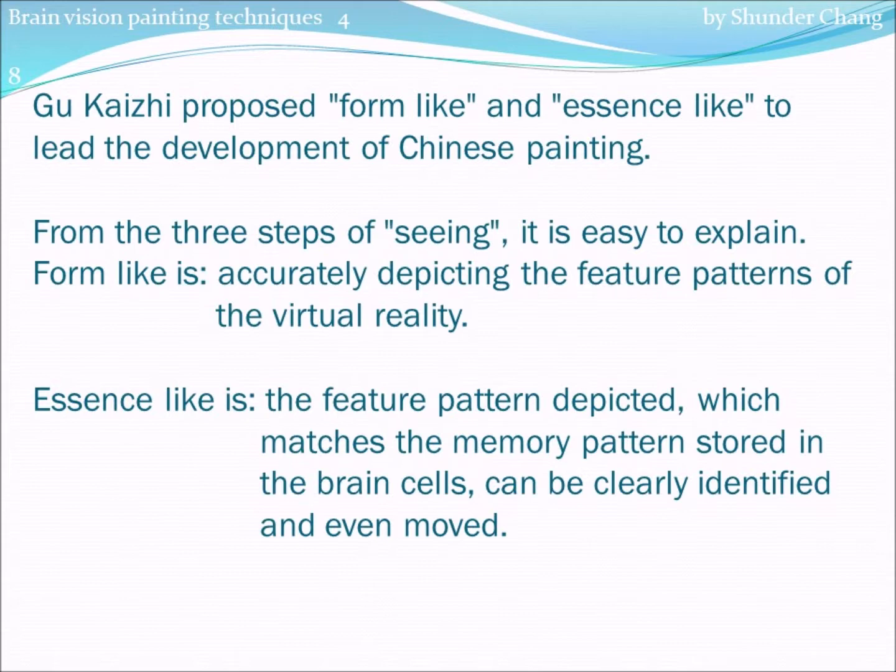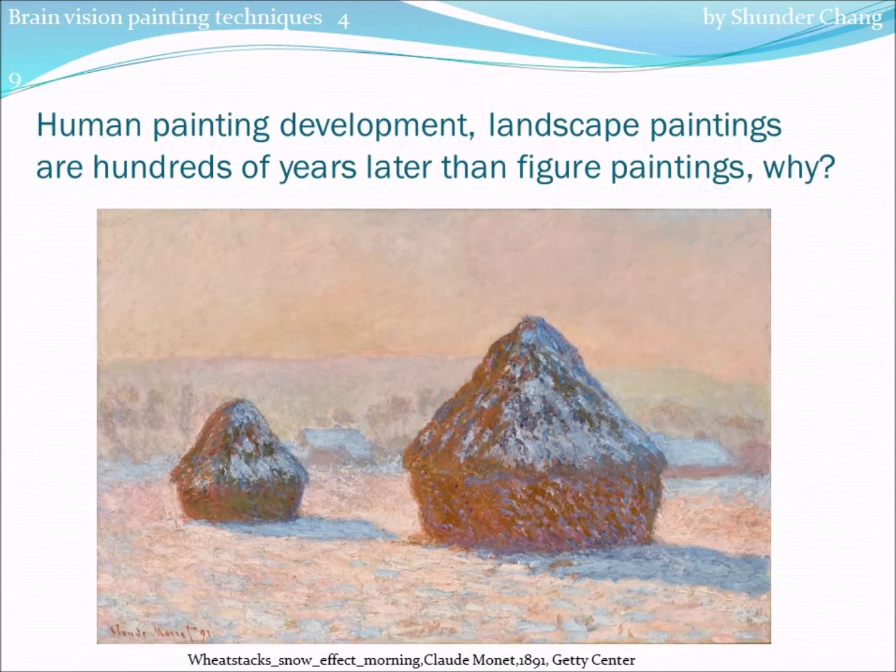From the 3 steps of seeing, it is easy to explain. Form-like is accurately depicting the feature patterns of the virtual reality. Essence-like is the feature pattern depicted, which matches the memory pattern stored in the brain cells, can be clearly identified and even moved. Human painting development.